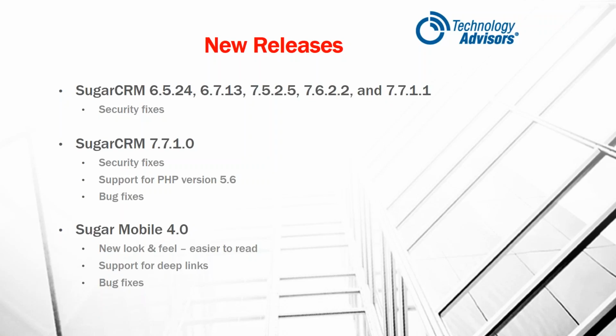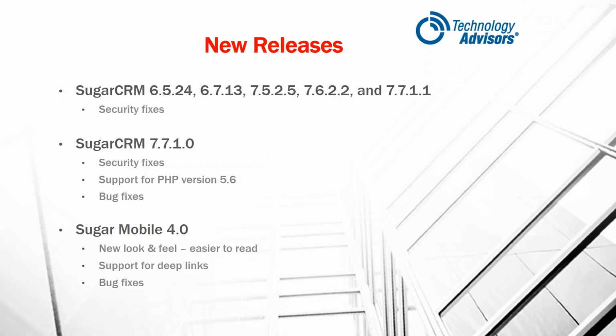The other big release that came out recently, maybe a couple weeks ago now, is Sugar Mobile 4.0. This is for the Sugar Mobile app on your phone or tablet, and it introduced a new look and feel. It's hopefully easier to read, at least that's the goal. It's a little bit more colorful. And this is also something that they're eventually planning to roll out to the Sugar web version. So start getting used to it, or provide some feedback to the Sugar product team if you absolutely hate the new look and feel, because that's probably coming to Sugar as well.